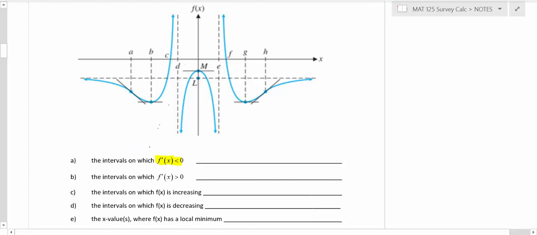So what this is saying is the first derivative is negative. What does that tell you about the graph if the first derivative is negative? Function is decreasing, exactly. That's what that says. This one says the first derivative is positive, so what does that tell you? Function's increasing, okay?